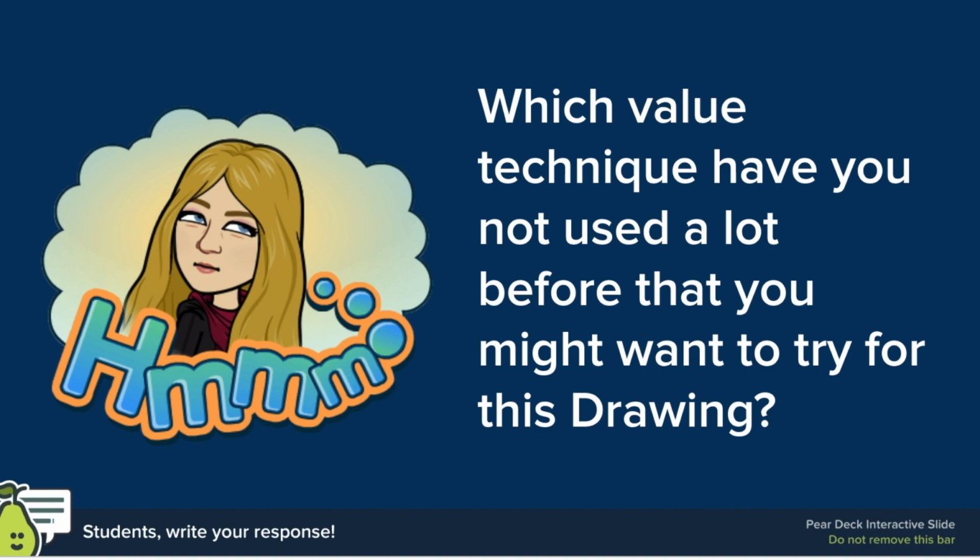I'm wondering which value technique you haven't used a lot before that you might want to try in this drawing. You're going to have to think about what you did in drawing 1 and what you always have done. A lot of you use smudging as your value technique, and that is fine, but really combining different value techniques in order to get different textures and a feeling for your drawing is what we want to try to do. So you need to think about the other value techniques that you might be utilizing.